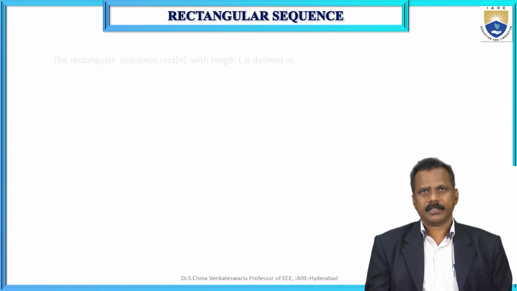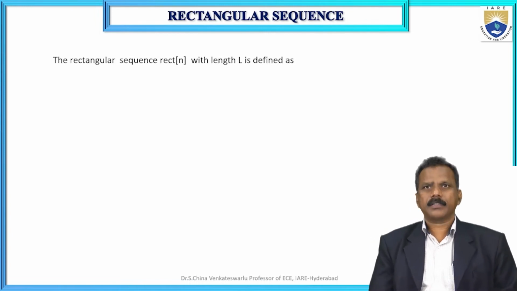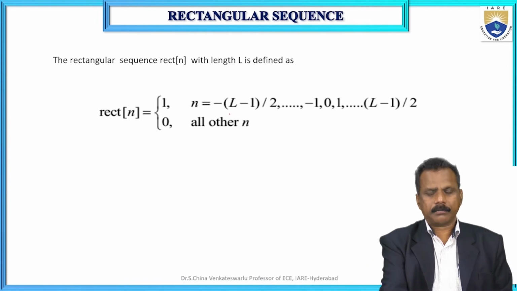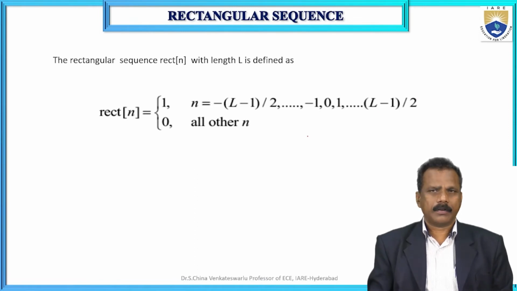Next, rectangular sequence. The rectangular sequence is denoted as rect of n with length L, and is defined as rect of n equal to 1 if n is equal to minus (L minus 1) by 2 and so on, minus 1, 0, 1, 2 and so on, up to (L minus 1) by 2, and 0 for all other n values. The rectangular sequence rect of n with length capital L is defined.